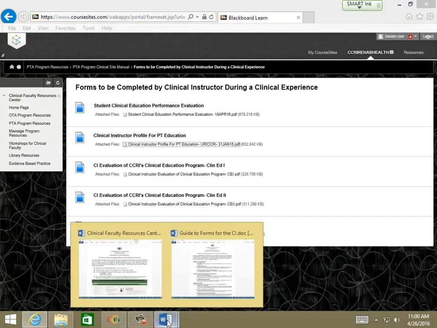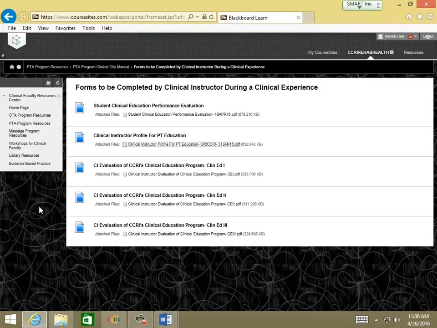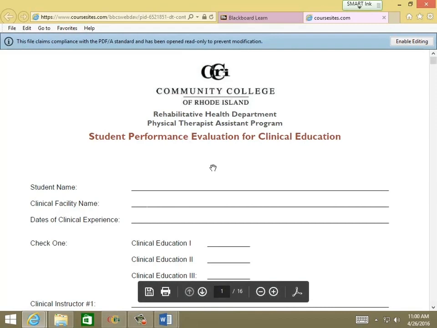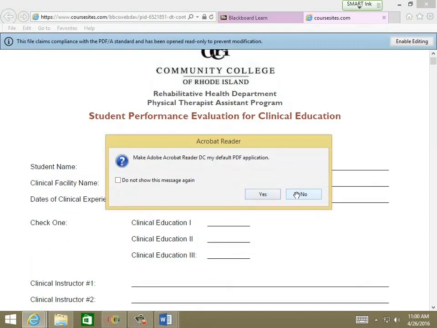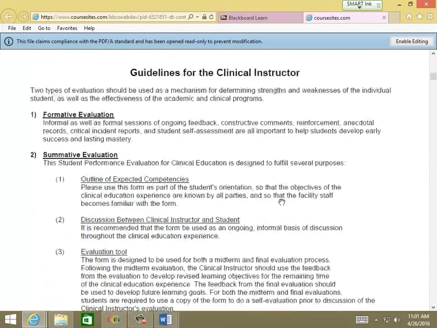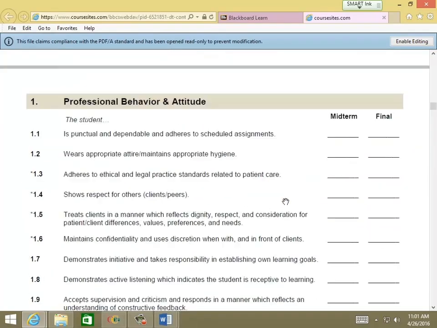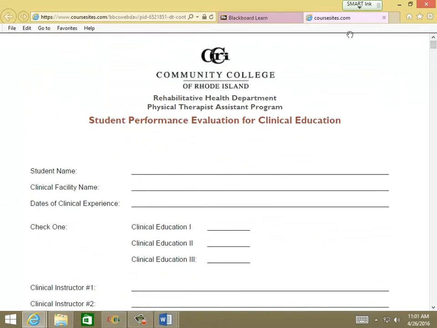The next document is the Student Performance Evaluation. Going back to our site manual, we see our Student Performance Evaluation document here. The Student Performance Evaluation is designed to be completed by the clinical instructor at the midterm and the final of the clinical experience. I have a separate video tutorial that will review the grading scale for the Student Performance Evaluation as well as a brief review of some of the grading criteria. I would encourage you to take a look at that video as well.